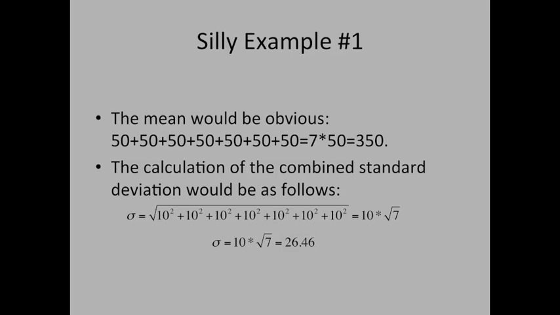Well, the mean's kind of obvious. 50 plus 50 plus 50 ad infinitum, or more to the point, 7 times 50 is equal to 350. So the daily demand for all 7 locations combined would be 350 units. The calculation of the combined standard deviation, well, it's going to be each of those locations' standard deviation squared. You sum those up and then take the square root. So the combined standard deviation will be the square root of 10 squared plus 10 squared plus 10 squared plus 10 squared plus 10 squared plus 10 squared plus 10 squared. That's 7 times 10 squared, the square root of that. So we take the 10 out of it, because the square root of 10 squared is, of course, 10. So 10 times the square root of 7, so about 26.